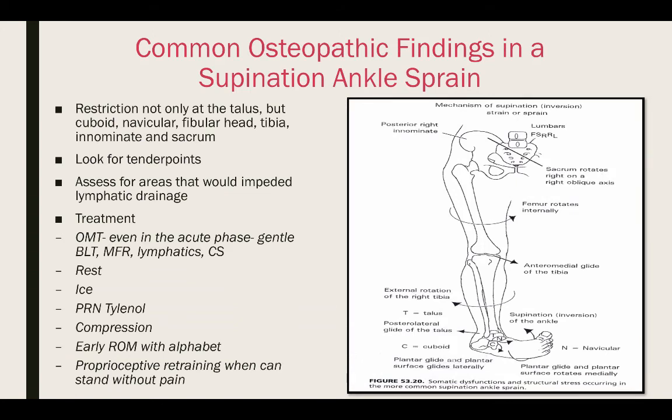And then common osteopathic findings in supination ankle sprain. So you want to look for tender points. You want to assess any areas that would impede lymphatic drainage. You want to think about all the things that happened to that patient. Like, how did they go down, right? If someone really sprained their ankle, they didn't just twist their ankle. They did some sort of weird contortion with their body as they were trying not to fall. And how are you going to address all of those things? How can you make all of those things better and help to support them while they're healing, because they're going to be walking kind of funny for a little while.